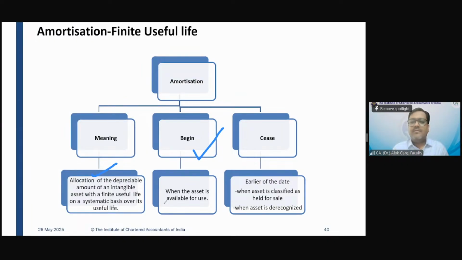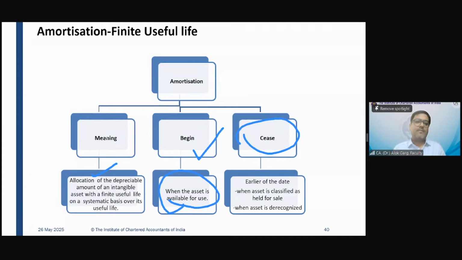Amortization starts when the asset is available for use, not put to use. The put to use concept is in income tax. Amortization stops when the asset is either classified as held for sale or derecognized, that is, actually sold off.